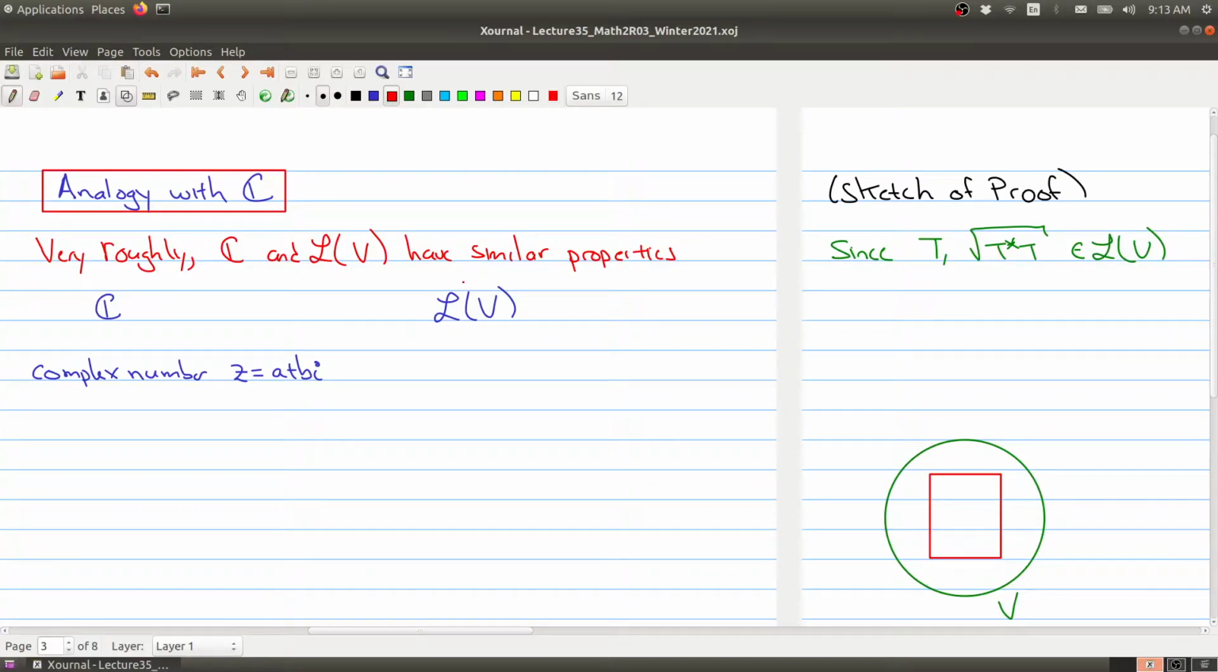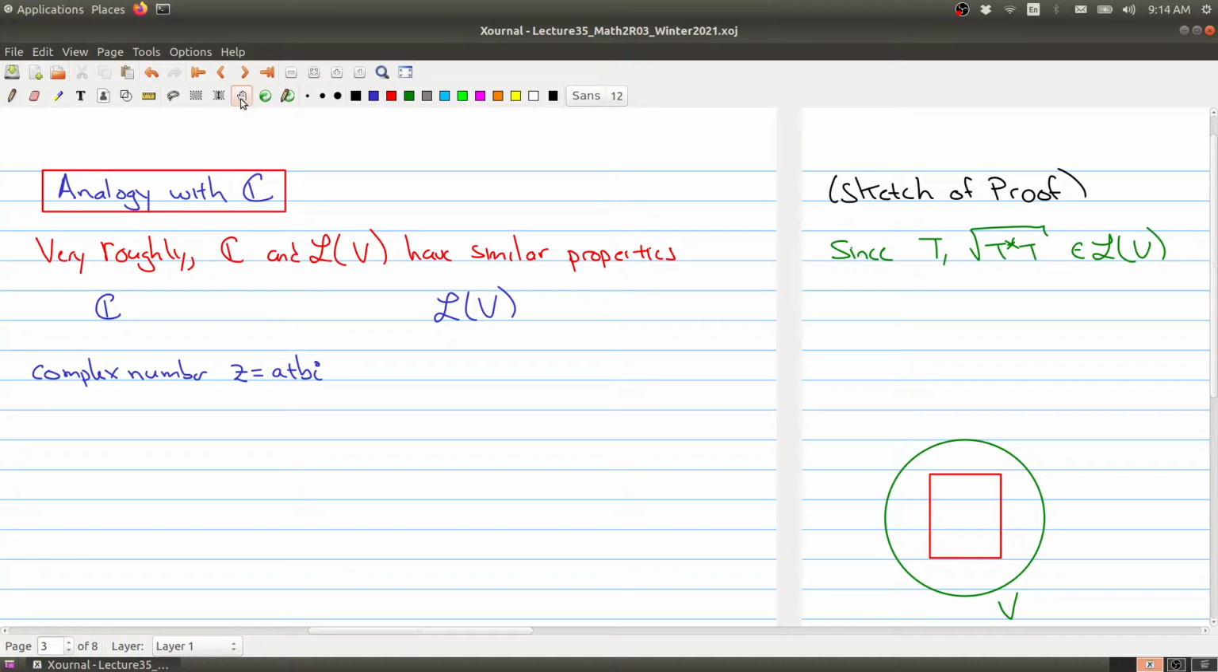So welcome back to lecture 35. This is part 2. And in this part, before we go any further, we want to do an analogy with the complex numbers. The textbook goes into this, and it might help you keep track of what we're doing.